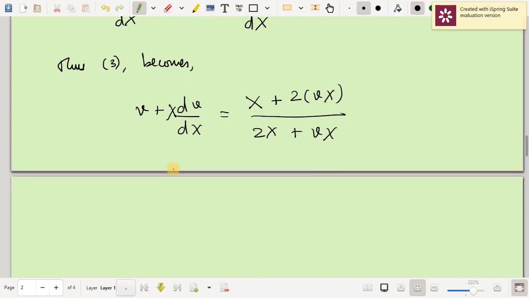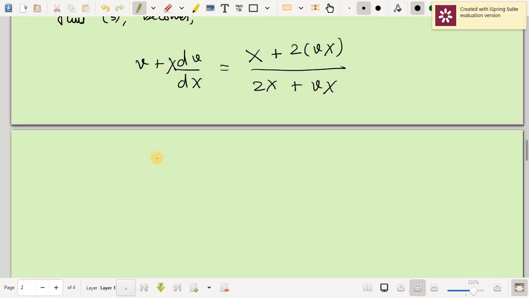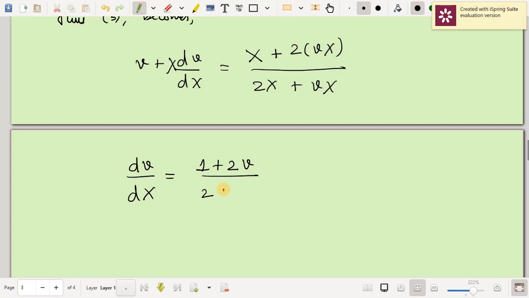After taking this V to the other side and dividing by the common X term, I get X dV by dX equals, X gets cancelled, so here you have 1 plus 2V upon 2 plus V, and the V will come over here as minus V.